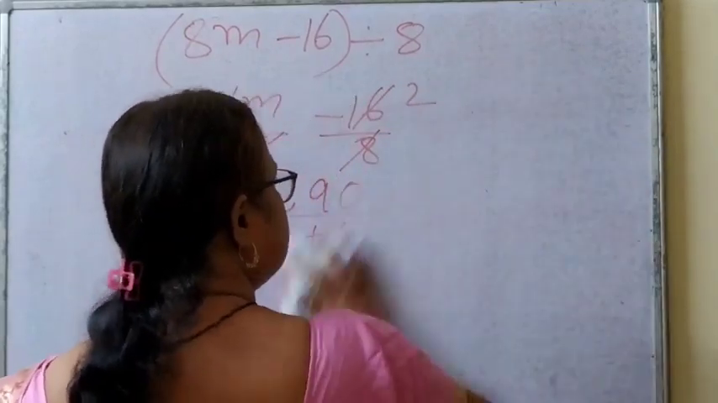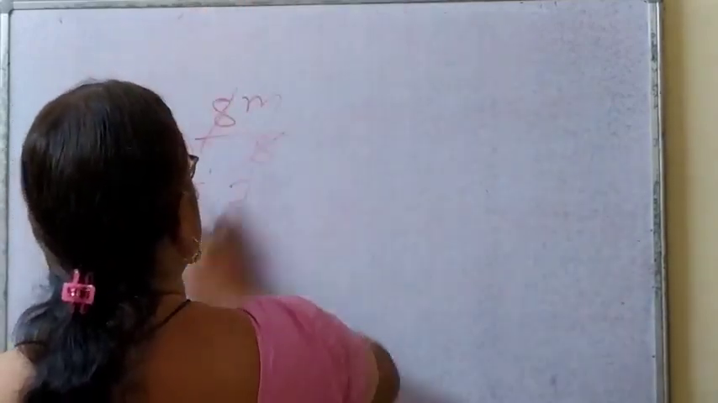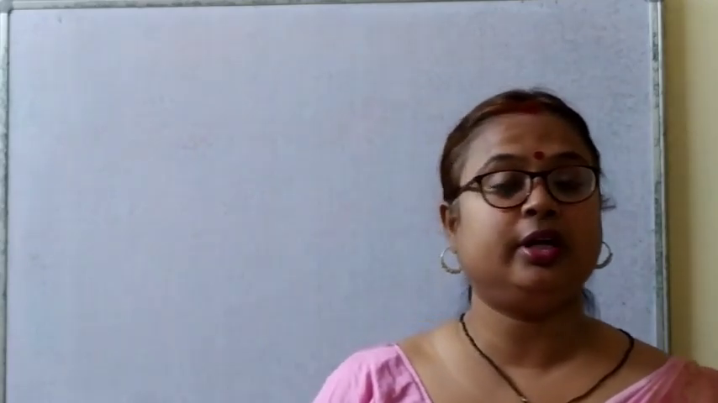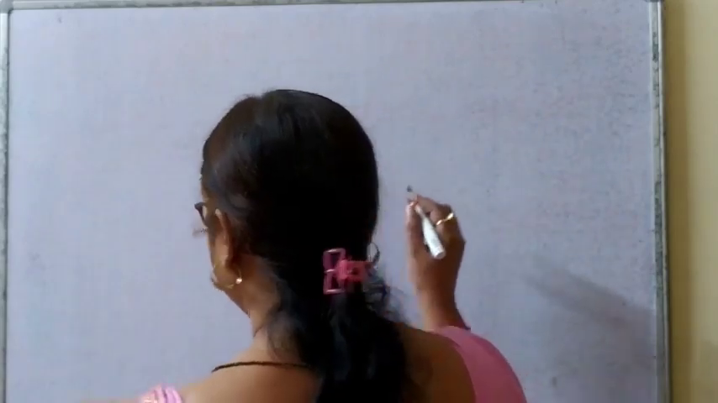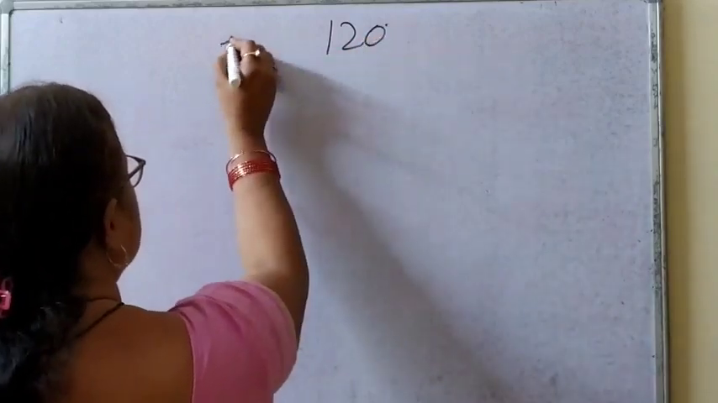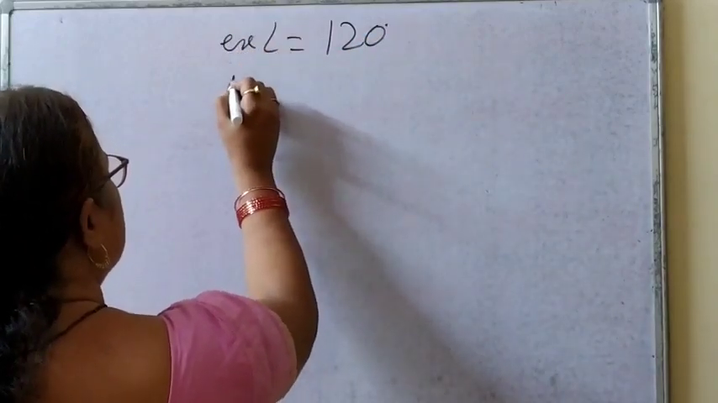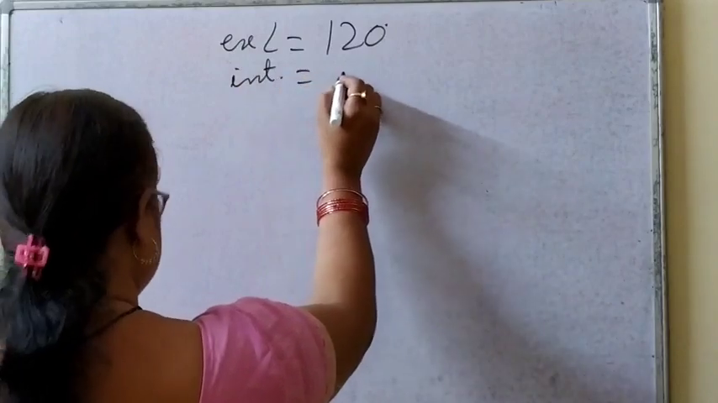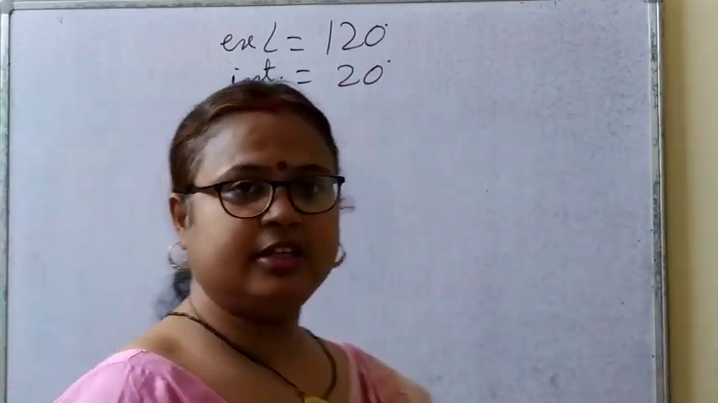Now, in a triangle, you have the concept of the exterior angle. What is this? The exterior angle of a triangle is equal to the sum of its two interior opposite angles. Clear? So once again, I am telling you the concept behind the exterior and the interior angle: the exterior angle of a triangle is equal to the sum of its two interior opposite angles. So if somebody asks that the exterior angle is given as 120 degrees, and one of the interior angles is given as 20 degrees, find the other interior angle.